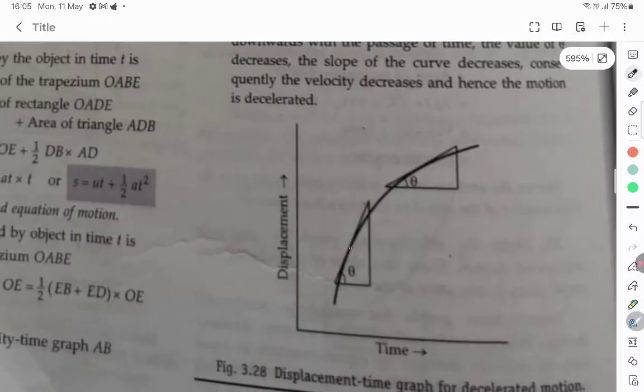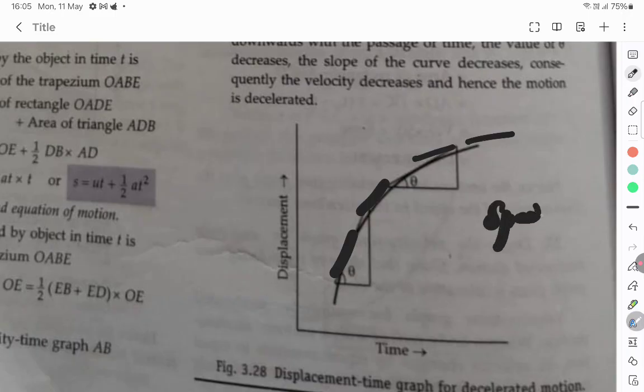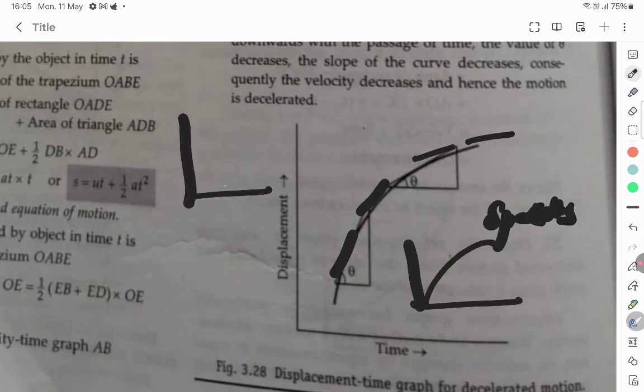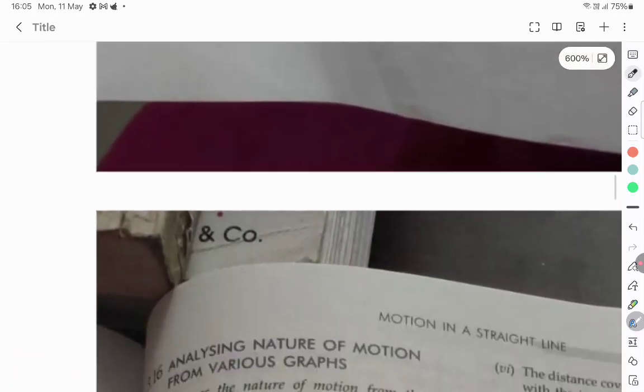Whereas this is where the velocity is decreasing. Can you see the slope is decreasing with time? So this is a decelerating graph or speeding down graph. A position time graph for something which is decelerating is like this. A position time graph for something which is accelerating is like this. So you should know that. Okay, so let's go to next.